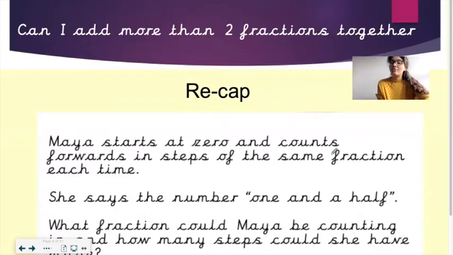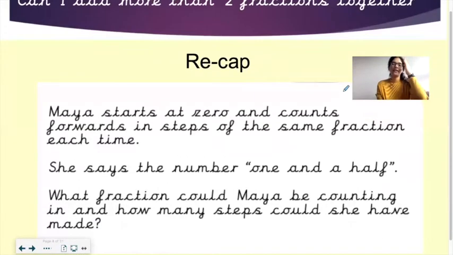Let's have a little recap with this question. Maya starts at 0 and counts forwards in steps of the same fraction each time. She says the number 1.5. What fraction could Maya be counting in, and how many steps could she have made? Have a go at answering that for me.